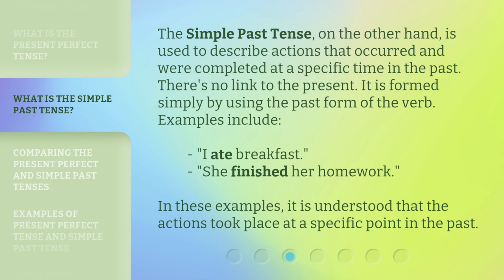The simple past tense, on the other hand, is used to describe actions that occurred and were completed at a specific time in the past. There's no link to the present. It is formed simply by using the past form of the verb. Examples include, I ate breakfast. She finished her homework. In these examples, it is understood that the actions took place at a specific point in the past.